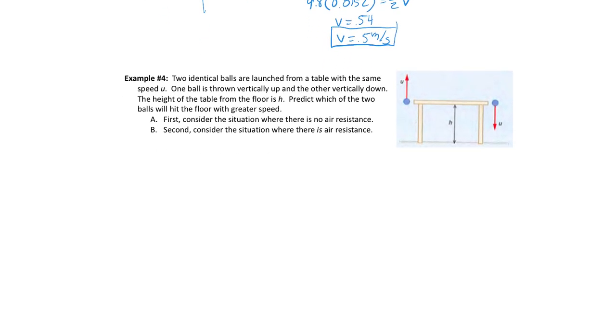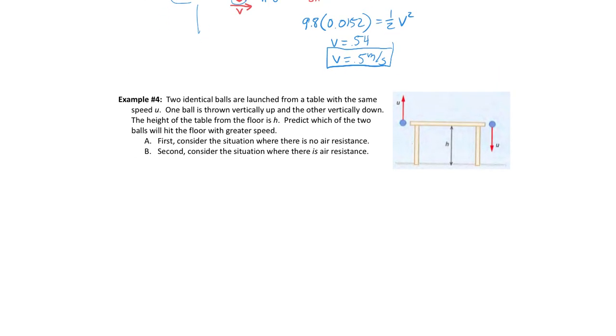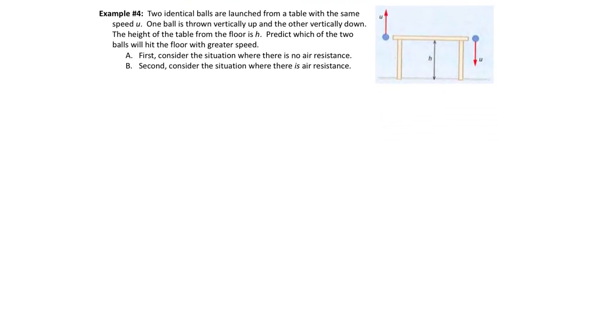Let's move on to example number 4. Okay. In example number 4, we have 2 identical balls that are being launched from the table at the same speed. One ball is thrown vertically up and the other vertically down. The height of the table from the floor is h. Predict which of the two balls will hit the floor with greater speed.